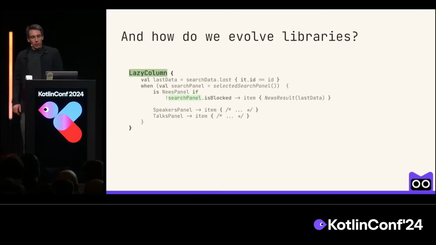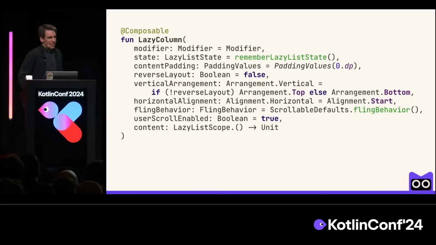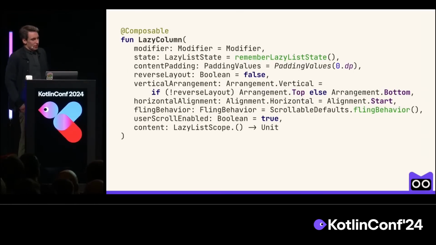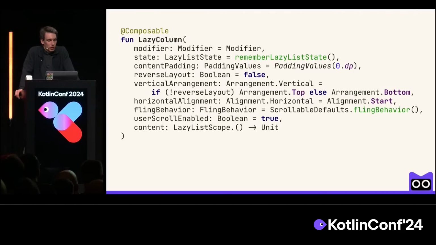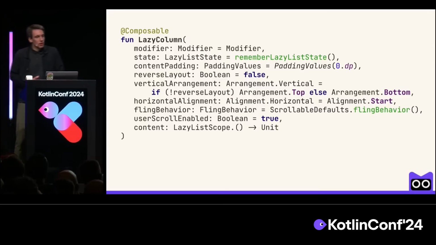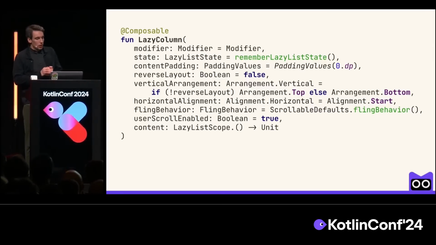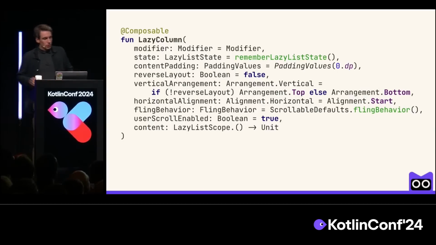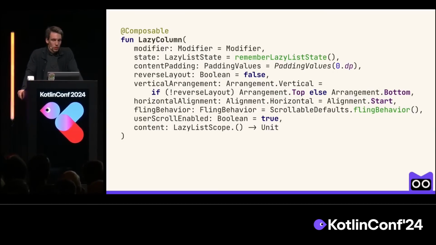But let's get back to our original example. We still have a couple of interesting functions, and one of them is the lazy column function. The lazy column function is a composable function provided by the Compose UI toolkit, and it's used to display a list of items that are lazily loaded. And like many UI-dedicated functions, it has a lot of parameters that carry rendering information. Such functions heavily utilize parameters with default values to avoid a lot of overloads that are required to cover all the use cases.